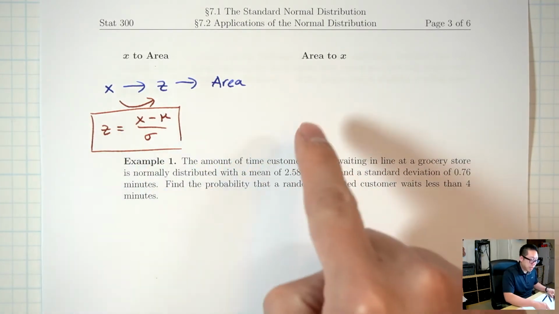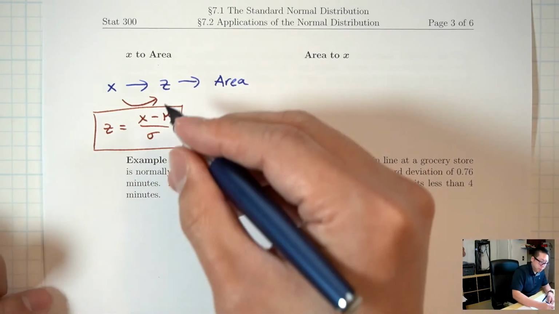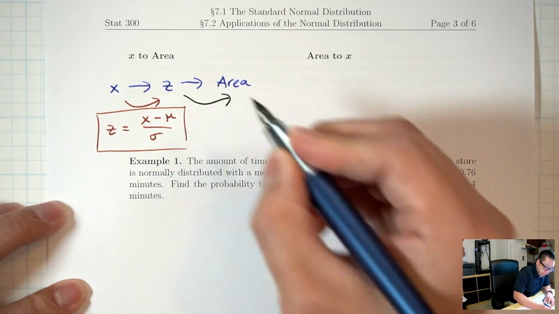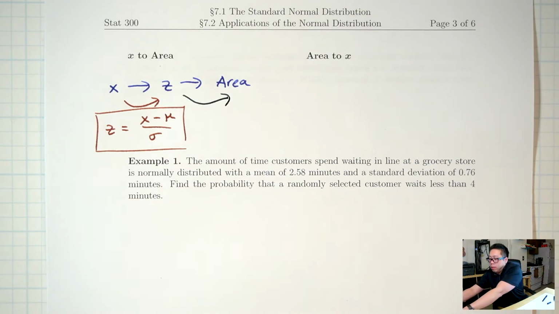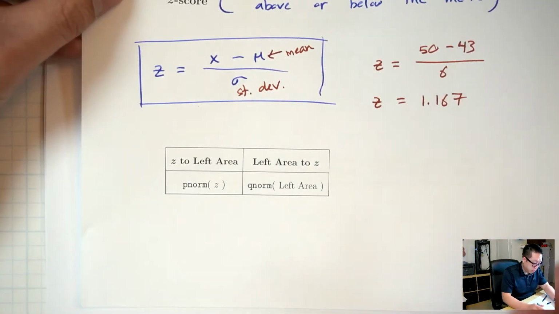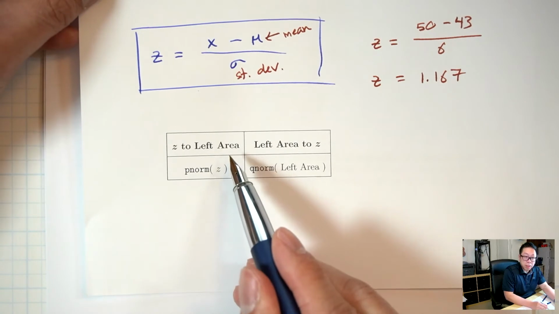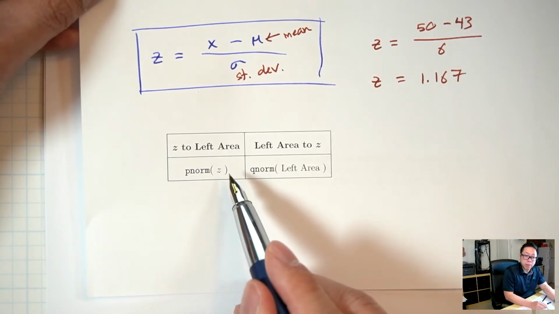Okay, from z to area, you're going to use R. If I have a z and I want the area, the command is going to be pnorm, and then feed it the z.